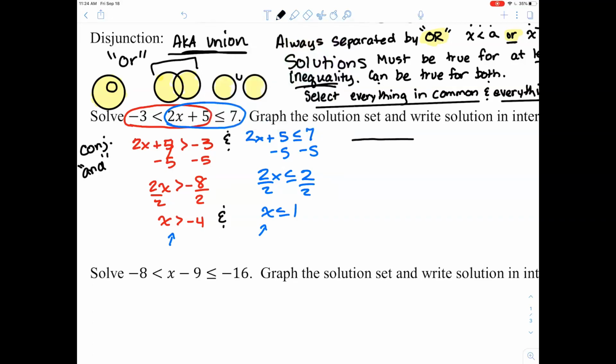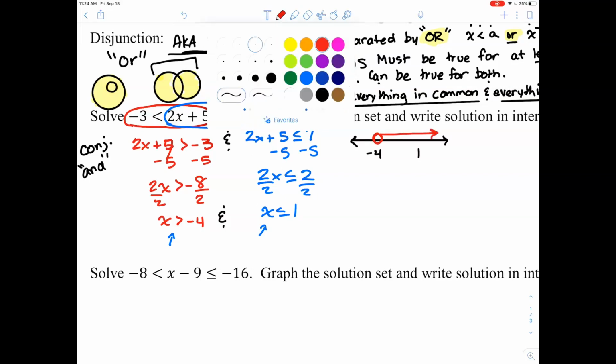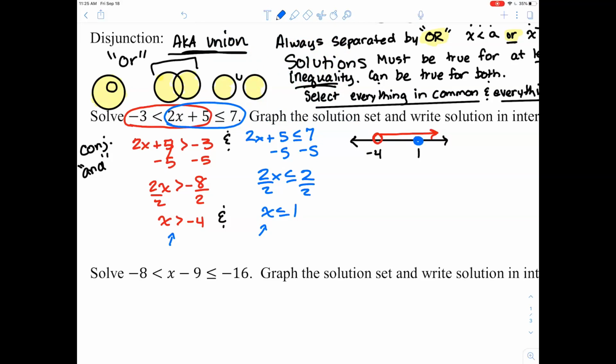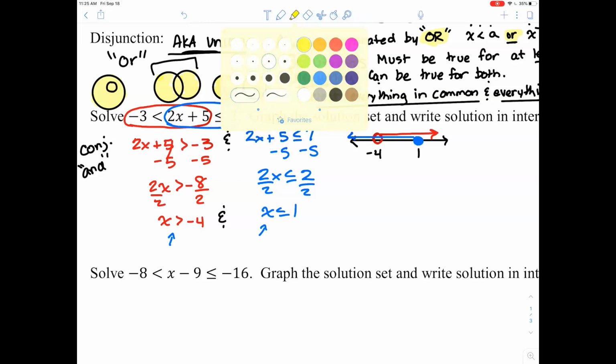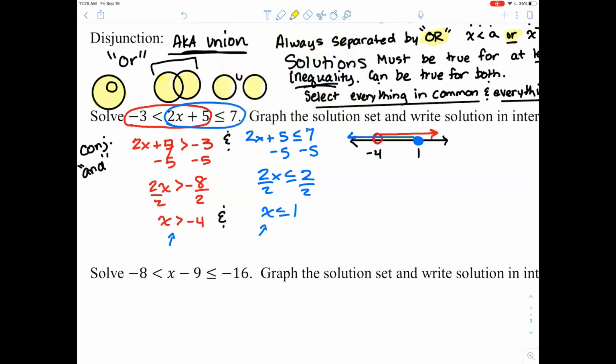So sometimes it's useful to graph the solutions. So -4 is here, 1 is here, and just by the way, make sure you always write your boundary numbers on your number line from least to greatest. So I'm going to grab my red pen. Greater than -4, so I'm going to do open because there's no equal sign. Greater than -4 goes like that. Less than or equal to 1, so I'm going to close that, and I'm going to go like that. All right, so I have to choose the solution sets that are true for both. So that would be this section that would be true for both.